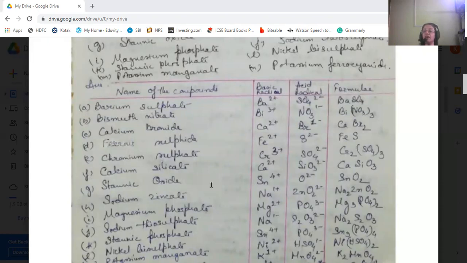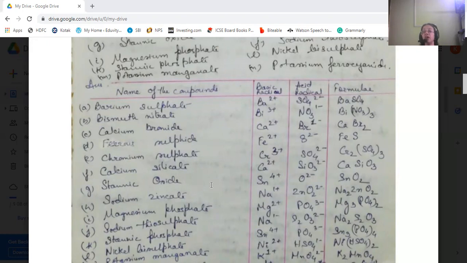Then stannic oxide, Sn4+. Basic radical is Sn4+, and the oxide is O2-. So the formula will be SnO2. Okay. We divide the valencies by the common factor, that is HCF, the highest common factor. We divide to that, and it will become SnO2.